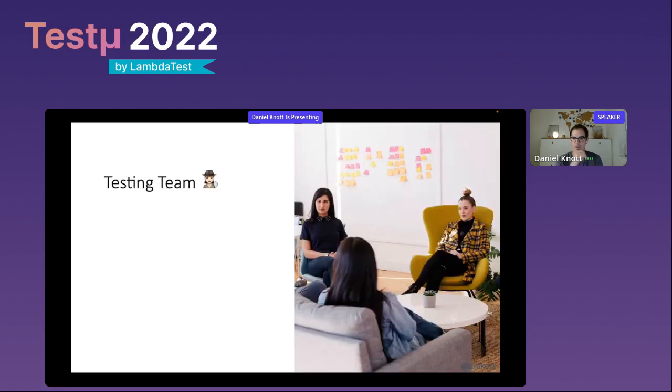Okay, let's jump into the next category. I think we're on the 5th category now. It's the testing team. And what is this all about? Testing team. Yeah, you are supporting and engaging with your testing team and department. This is a big topic actually.